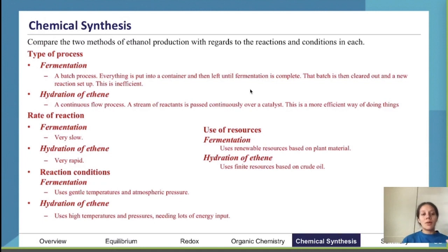So it's a little bit more efficient, but if we want to compare it on a few different metrics, we have rate of reaction, reaction conditions, and use of resources. Considering rate of reaction, fermentation is very slow. Hydration of ethene is a lot faster. For reaction conditions, fermentation uses gentle temperatures and atmospheric pressure. Hydration of ethene uses high temperature and pressure and needs lots of energy input. For the use of resources, fermentation uses renewable resources based on plant material. The issue with hydration of ethene, even though it's a lot more efficient, is that it uses finite resources based on crude oil. And for the similarity, they both produce ethanol. That's the main similarity between the two.